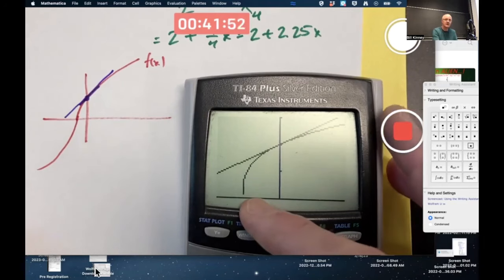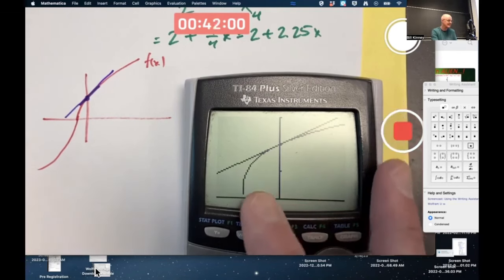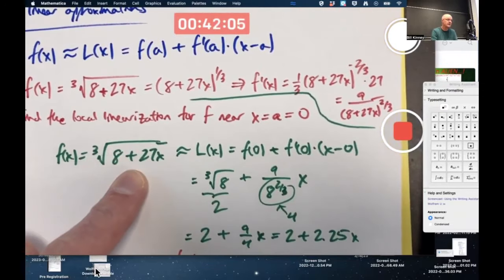By the way, the cube root function does turn out to be not differentiable at whatever value of x where the slope happens to be infinite, which should occur, I believe, wherever this input is equal to 0, which would be x equals negative 8/27.